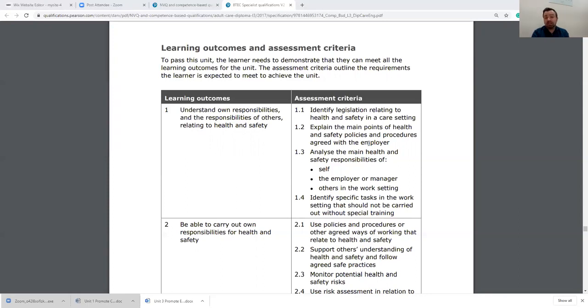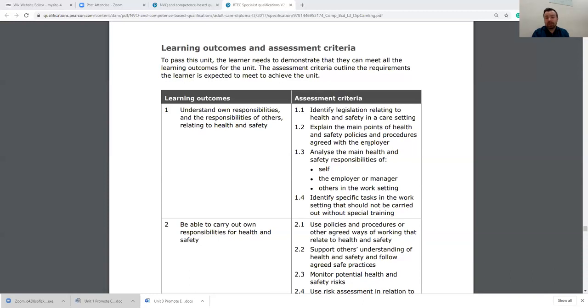1.3 wants you to analyse the main points of health and safety responsibilities. So let's start with yourself. You have a duty of care in law to report when you're not feeling well. Obviously, if you're not feeling well, you're not going to be working at your optimum level. It's important that you look after yourself, so you're not turning up to work under the influence of substances, and normally you have to be free from alcohol for about 8 hours before going on to a shift.